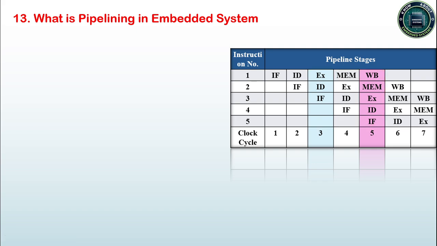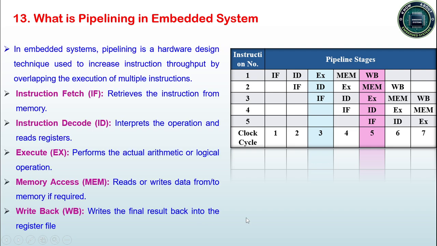Okay, now let us see one by one what it is. In an embedded system, pipelining is a hardware mechanism used to increase the instruction throughput. Instruction throughput means instruction execution speed. So, instruction throughput is increased by overlapping the execution of multiple instructions. That's what I told.